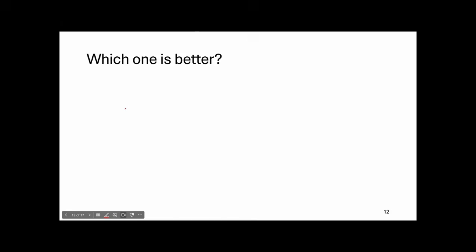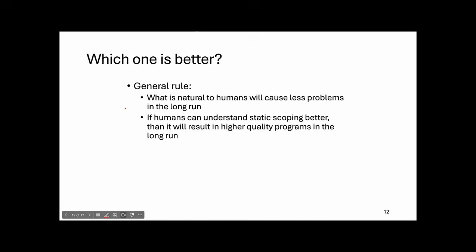And that brings the question, which one is better? Should we use dynamic scoping or static scoping? A general rule when a programming language is being designed is that what is natural to humans will cause fewer problems in the long run. What we easily understand is going to cause fewer problems. And if humans can understand static scoping better, then it will result in higher quality programs in the long run.